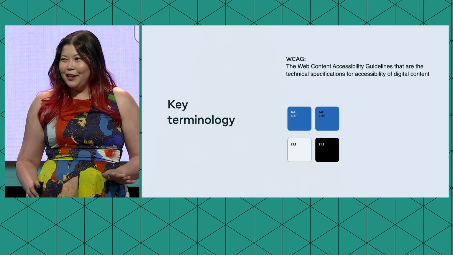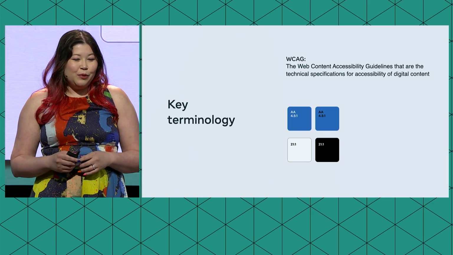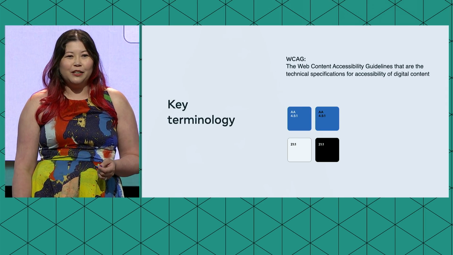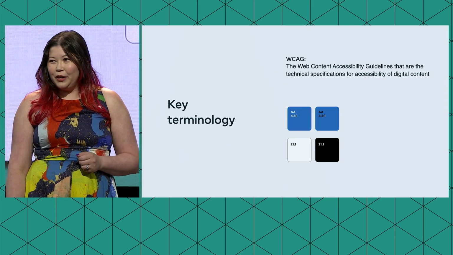Inverting these colors does not change contrast. For example, black over white or white over black is a 21 to 1 contrast ratio, and that is the highest you can go.